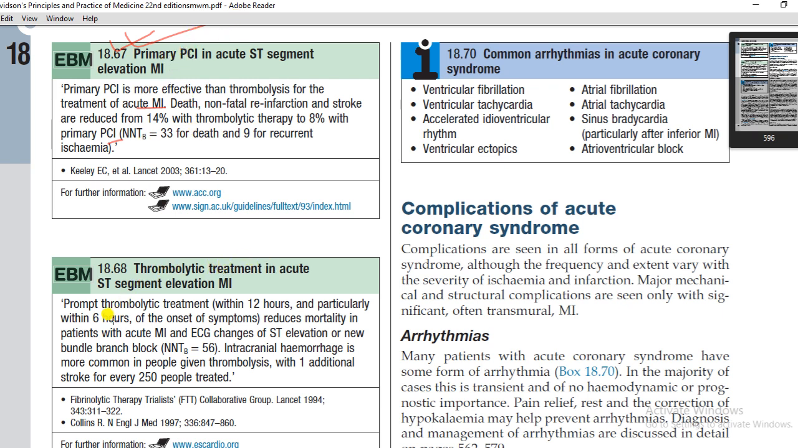Prompt thrombolytic treatment within 12 hours and particularly within 6 hours of the onset of symptoms reduces mortality in persons with myocardial infarction and ECG changes of ST elevation or new bundle branch block. Intracranial hemorrhage is more common in people given thrombolysis, with one additional stroke for every 250 people treated.